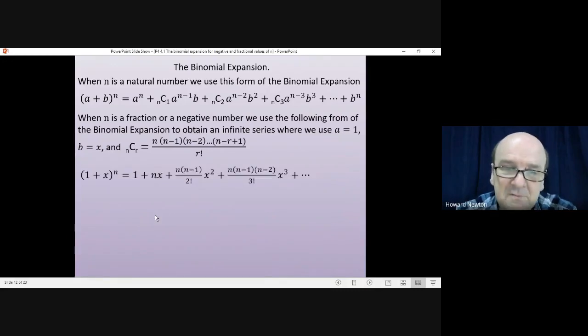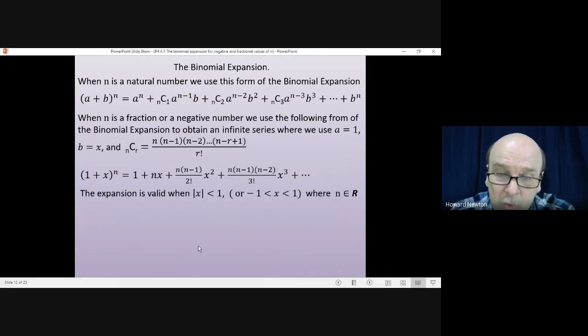All of that gives us a new formula, which is that 1 plus x to the power of n is equal to 1 plus nx plus n times n minus 1 over 2 factorial times x squared plus n times n minus 1 times n minus 2 over 3 factorial times x cubed. And each term, we just add on another bracket for n and take away another integer from it.